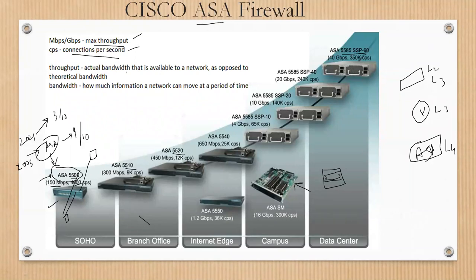Throughput is the actual bandwidth that is available to the network, as opposed to theoretical bandwidth. What is bandwidth? It is what handles the load. Bandwidth is how much information a network can move over a period of time. Let's say 10 Mbps: you can transfer 10 Mbps of data. So this is called bandwidth.